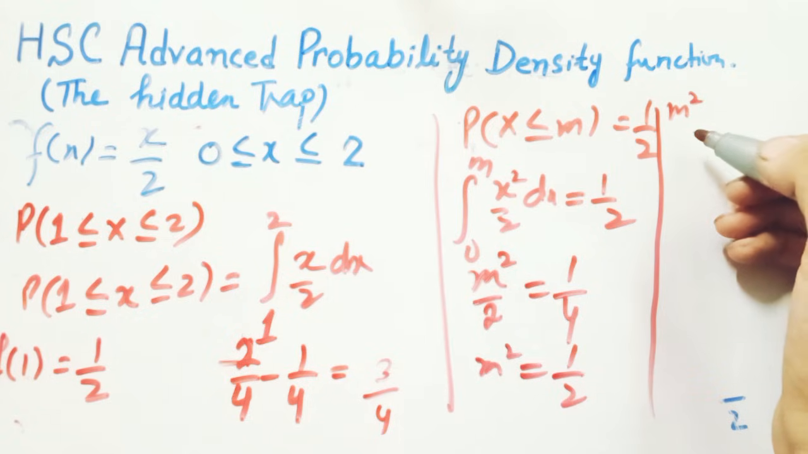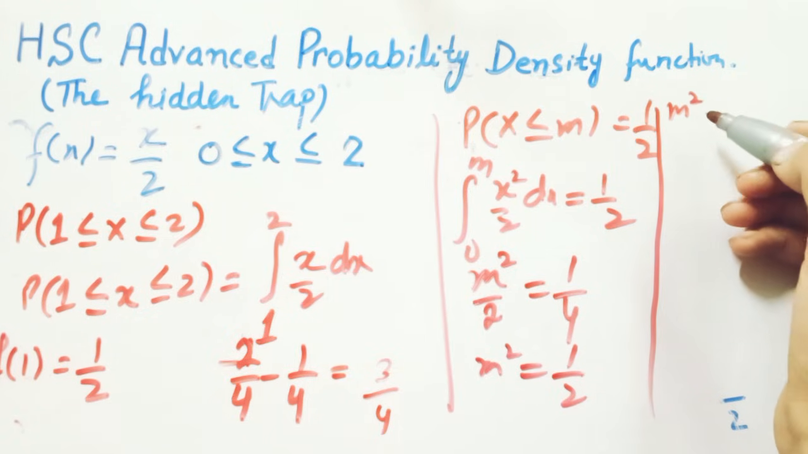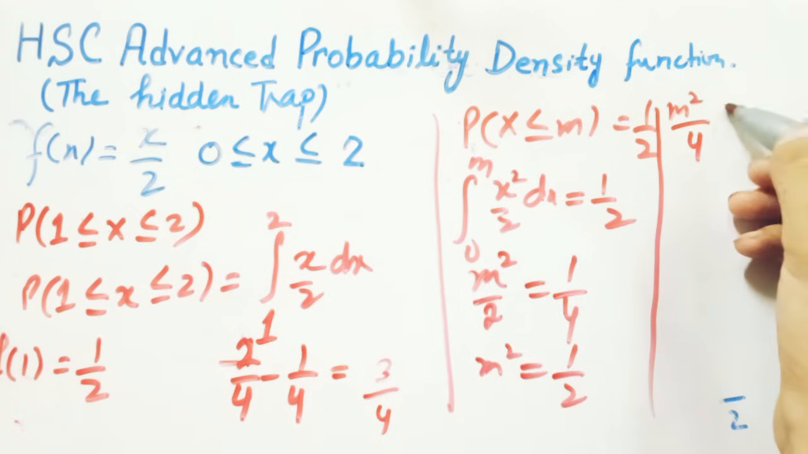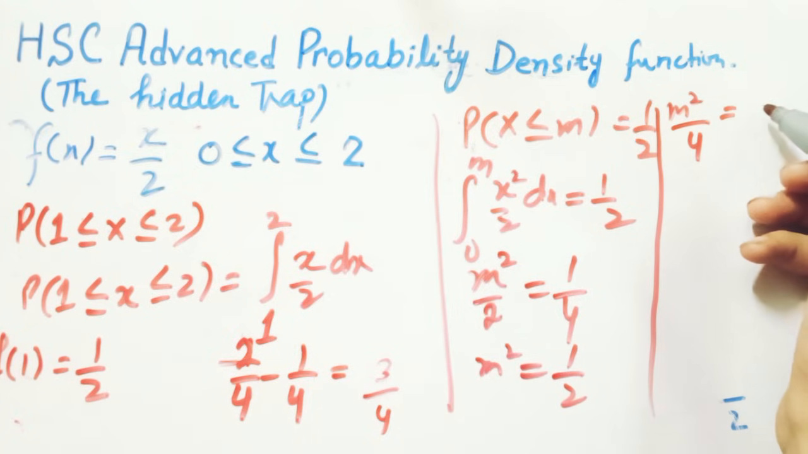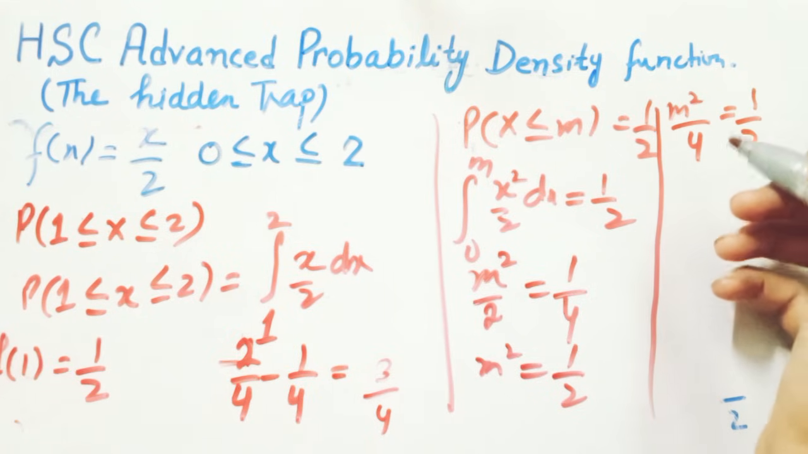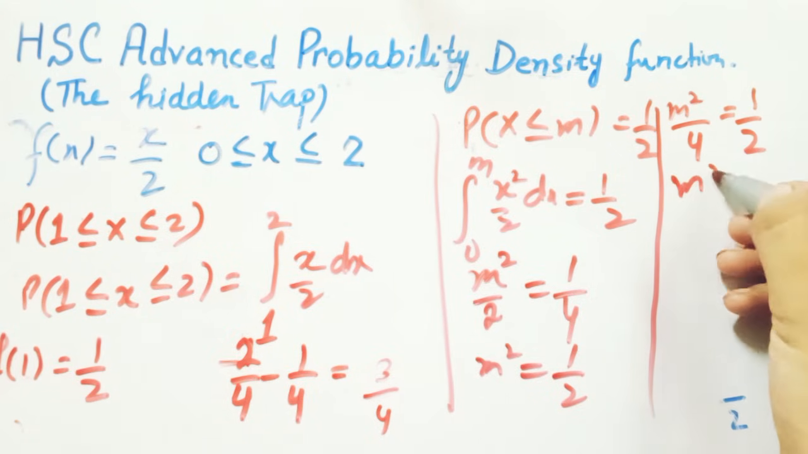m squared by 4 equals 1 by 2. So we have the value of m squared, that will be 2. So this is the final answer.